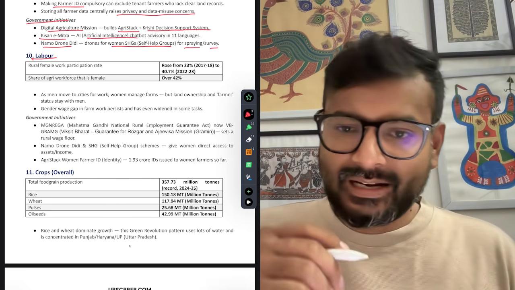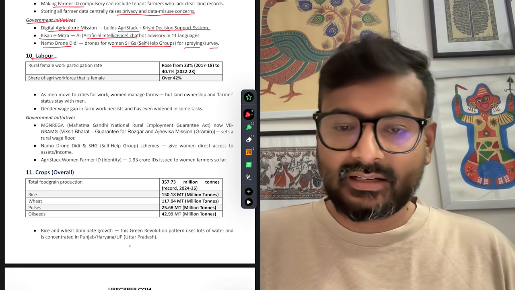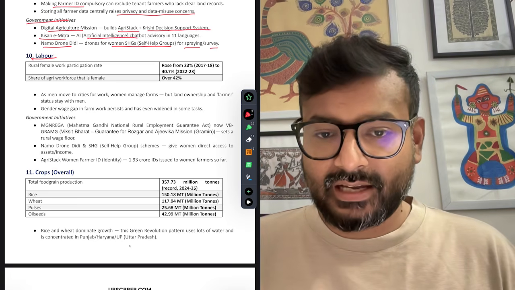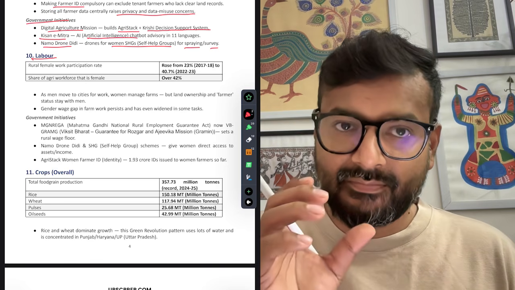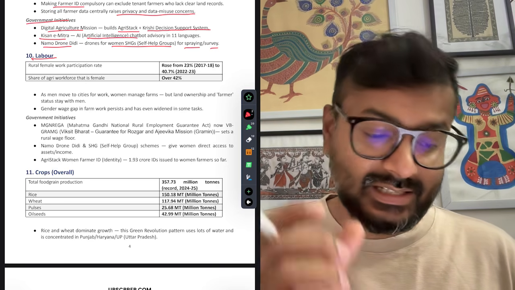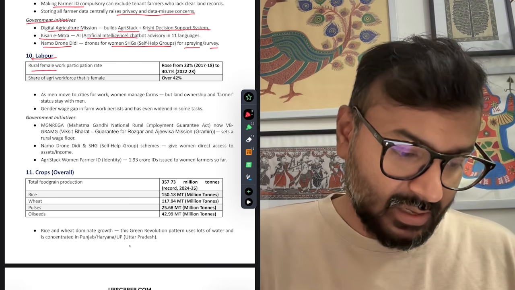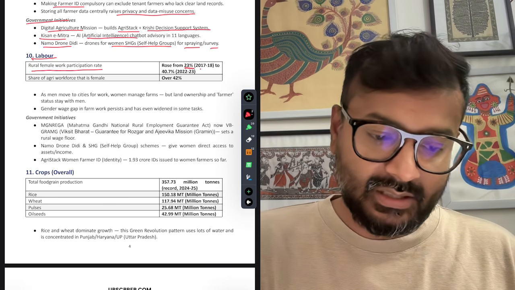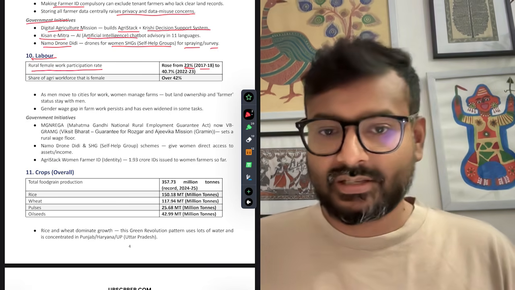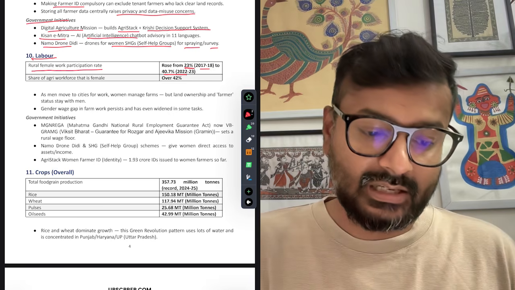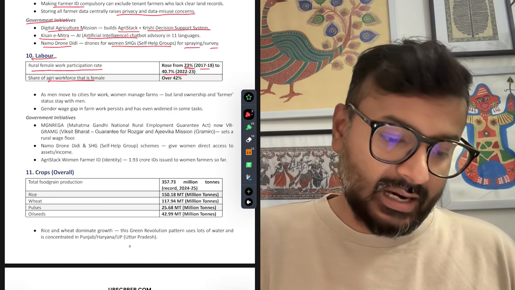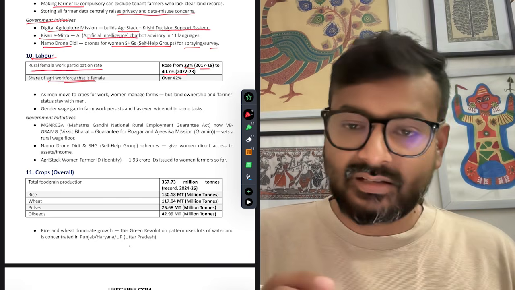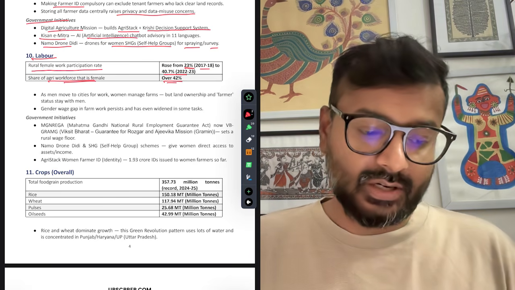Okay. Now, in labor, there is a term you'll hear again and again: feminization of agriculture. Female participation in agriculture has been increasing. The rural female participation rate, which was 23% in 2017-18, has now increased to 40.7%, and the share of the agriculture workforce that is female is now over 42%.